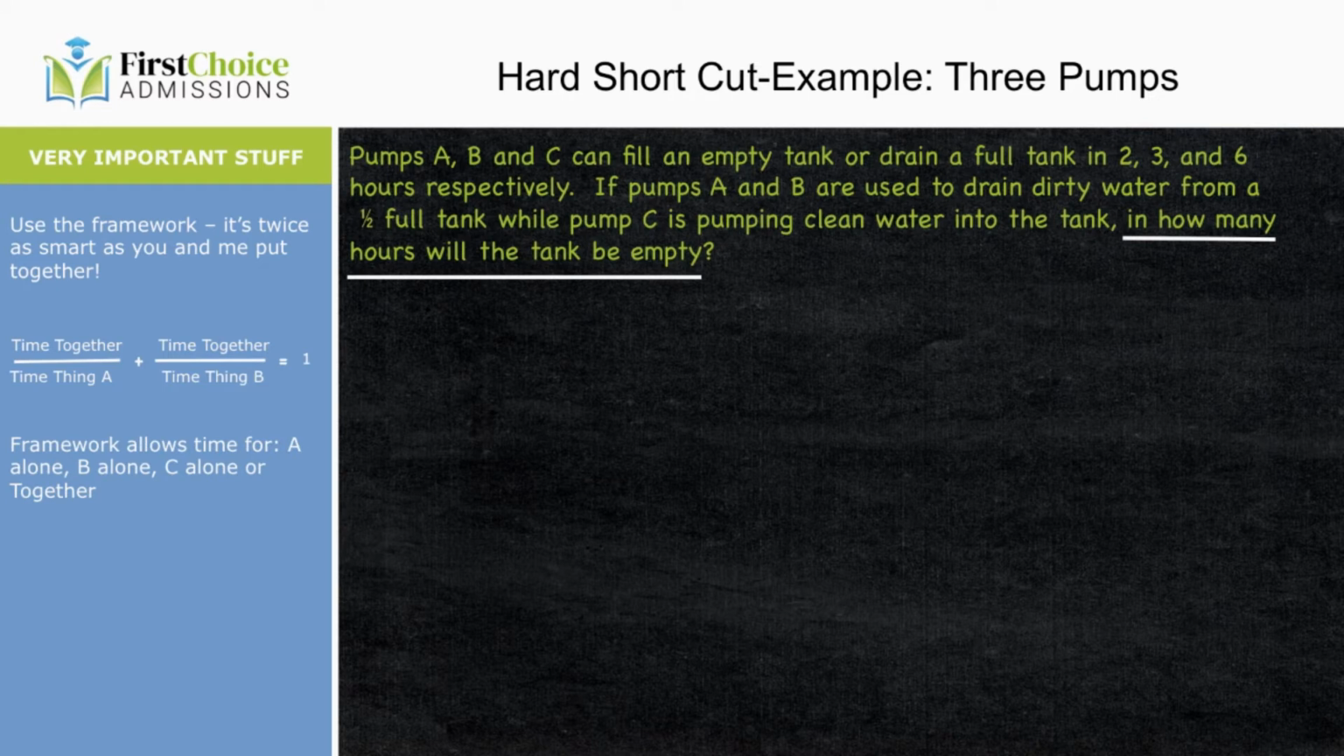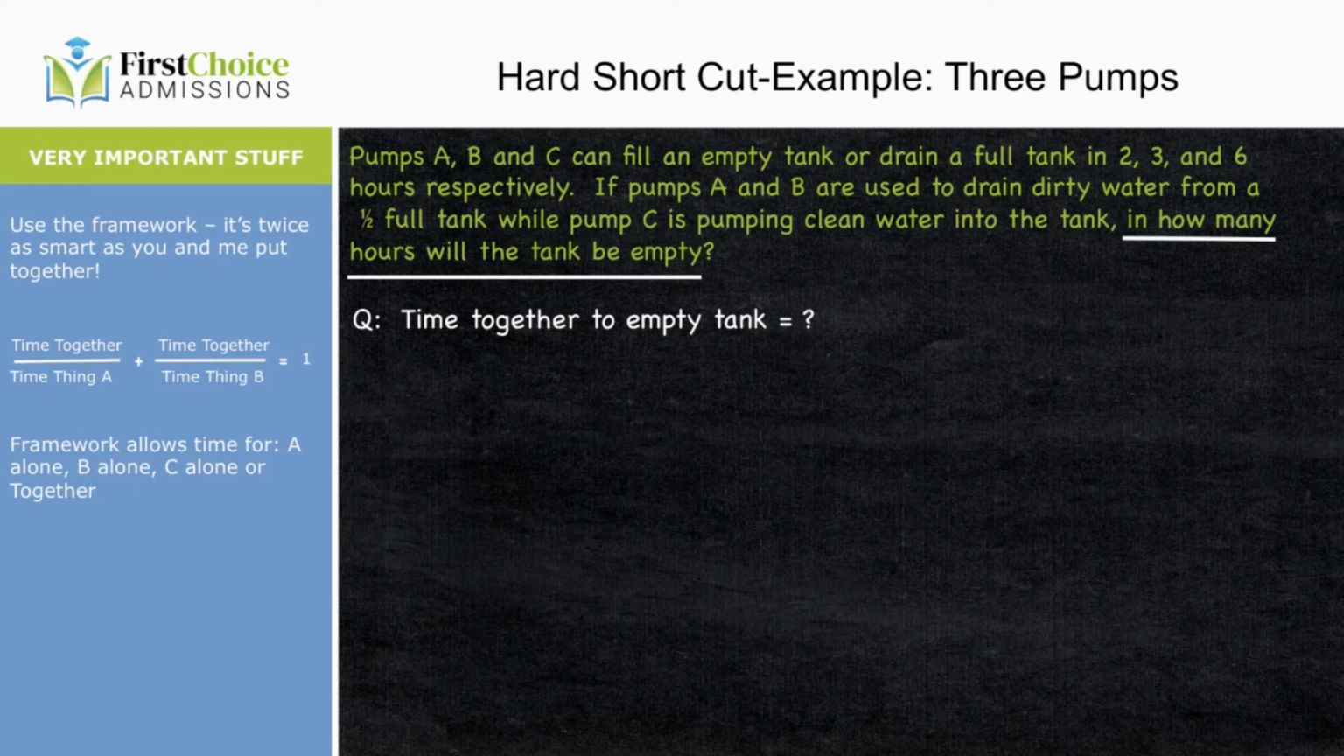Well, let's use the framework here, because the framework can really allow us to only solve for one of four things. We're either solving for pump A's time alone, pump B's time alone, pump C's time alone, or their time together. So what we have to ask ourselves is, which one of those are we being asked for? Well, it looks to me like all of the pumps are switched on. All of the pumps are working simultaneously. So we must be being asked time together to empty the tank.